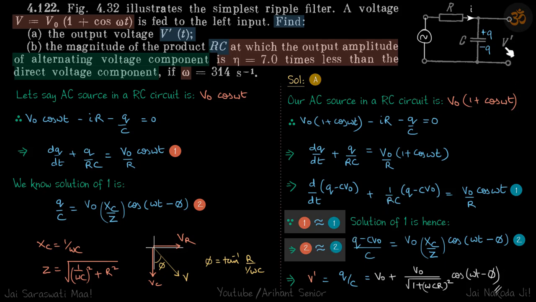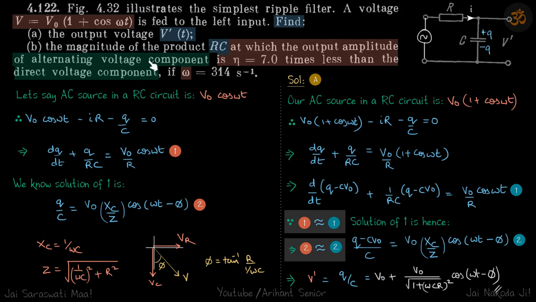Now we need V dash. V dash is Q by C. From here we see Q by C is V0 plus V0 Xc by Z. Xc is 1 by omega C, and Z is this. We put those values and this is our answer. You can see the output voltage is muffled a little bit. Initially for the input voltage, the amplitude was V0, but now the amplitude is less than V0. So the voltage is rippled. Now we have got V dash in this form.